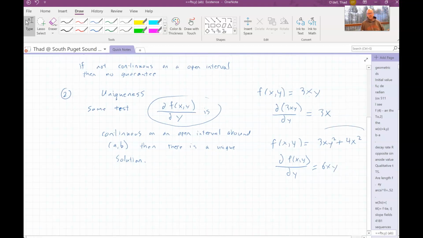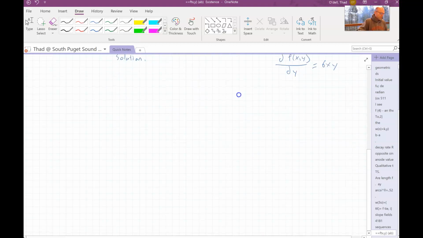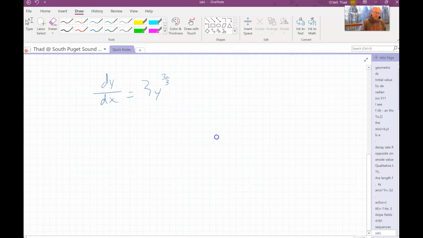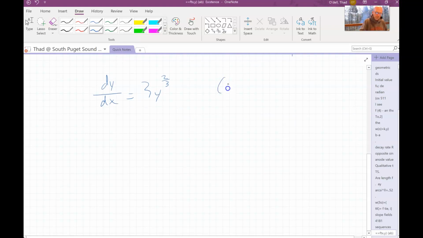There are a lot of words to this, and you might need to re-look at what continuous and open intervals mean, so you might want to watch the video a couple of times. But let me do a quick example. Let's say dy dx is equal to 3y to the 2/3 power, and we're checking at the point 0, 0. We want to find out some information about the existence of a solution to this differential equation that goes through that point.